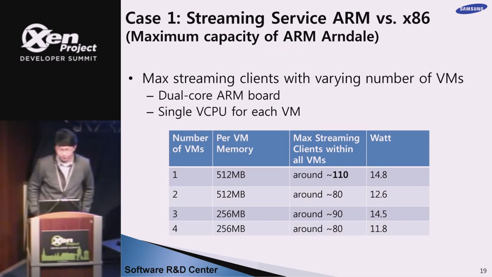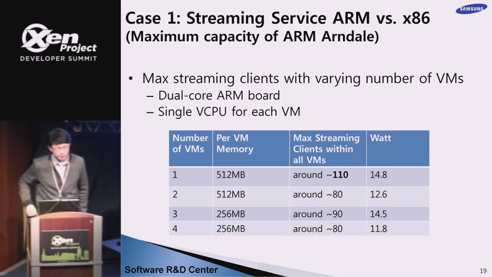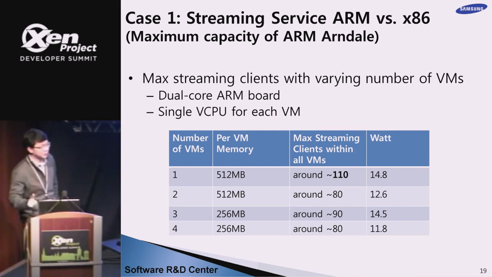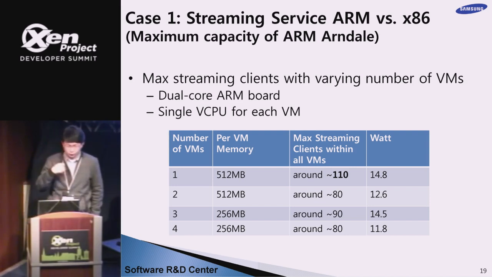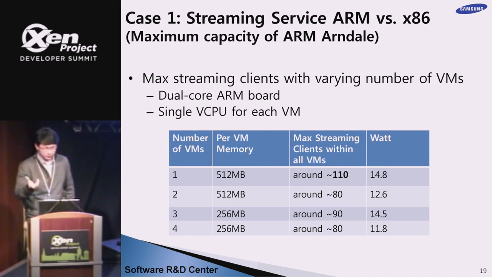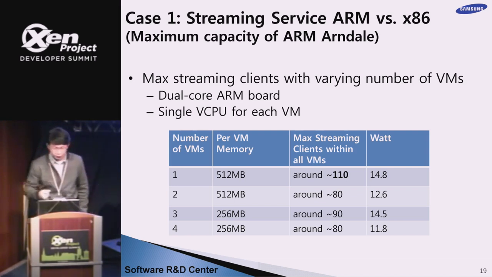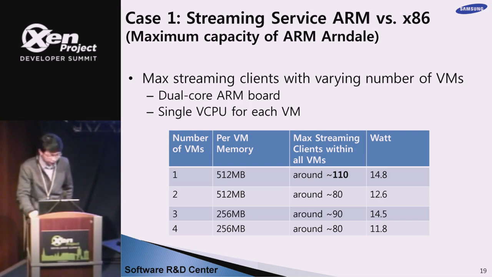So what is the number in the case of the Arndale board? The maximum number of streaming clients that one Arndale board can support on the Xen virtualized platform is 110. And if I try to increase the number of VMs, for instance, I run two VMs, and I run the streaming server on both sides and try to connect and get streaming, the numbers decrease. That is because the Arndale board has only two cores, and one for Dom0 and one for DomU is the best configuration at the moment.